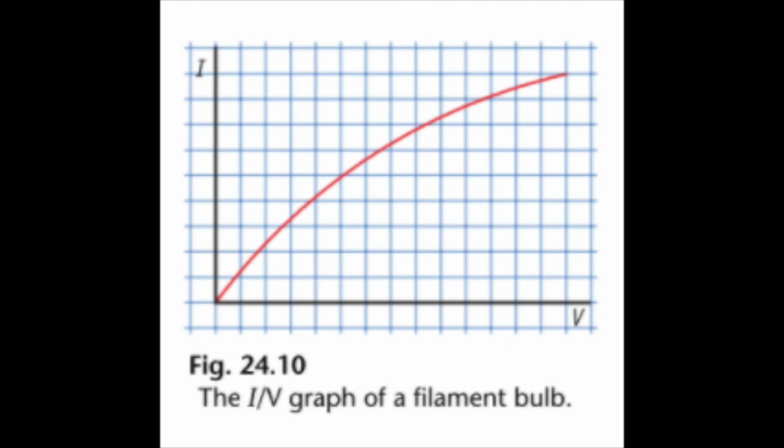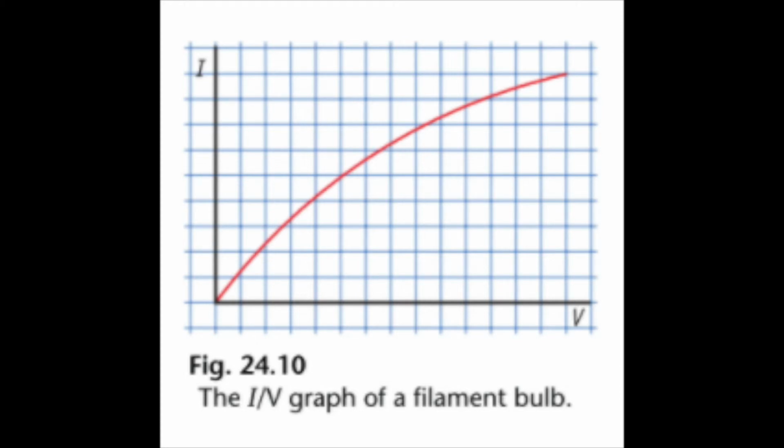As you continue to increase the voltage, you're still going to get an increase in current, but you're getting less of an increase as you go. So the rate of increase of current has dropped. This is because the wire is getting hotter, the particles are vibrating more, and they're going to collide with the electrons trying to pass through them carrying charge. So the resistance is increasing as the temperature increases in the bulb.